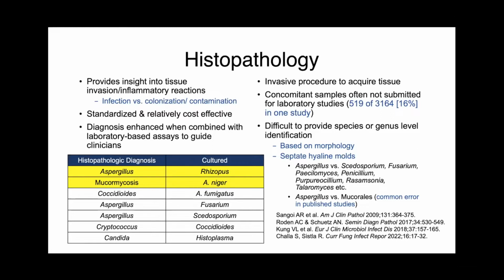I think the important thing is that it's difficult to provide a species or even sometimes a genus level identification, which is based on morphology. We know that several of the septate hyaline molds are very difficult to distinguish amongst each other solely based on the morphology seen within tissues. And if you look at some of the studies that have been published, one of the common errors reported in the literature is the inability to correctly distinguish between Aspergillus versus the Mucorales. And of course, as you know, that can have marked treatment implications.